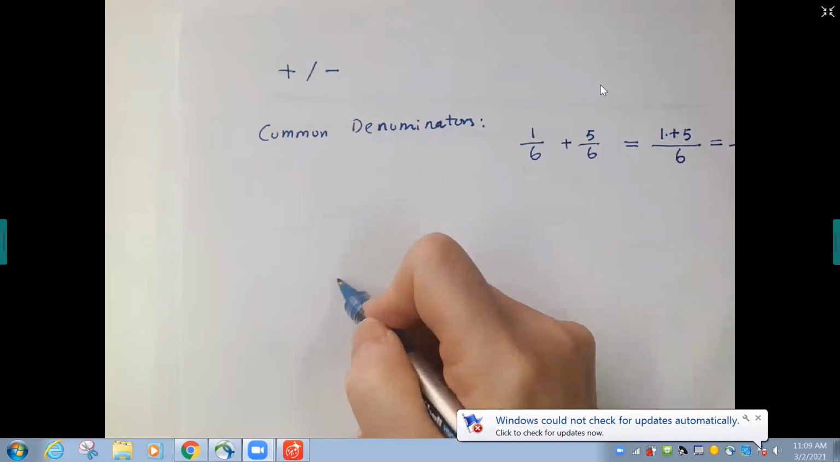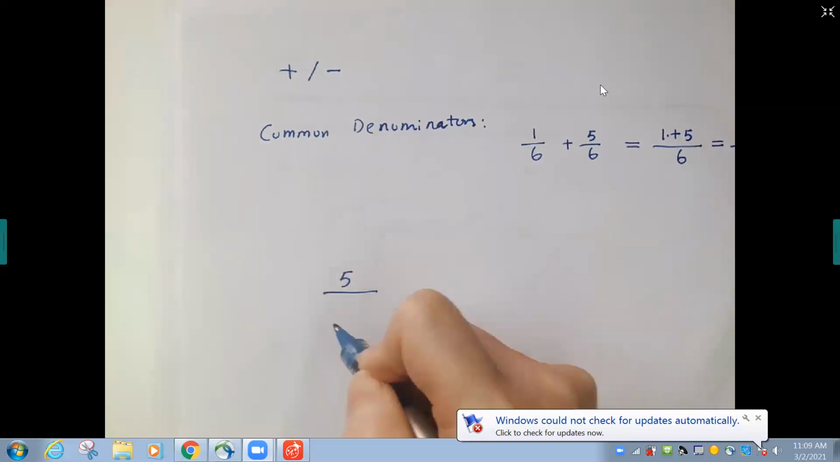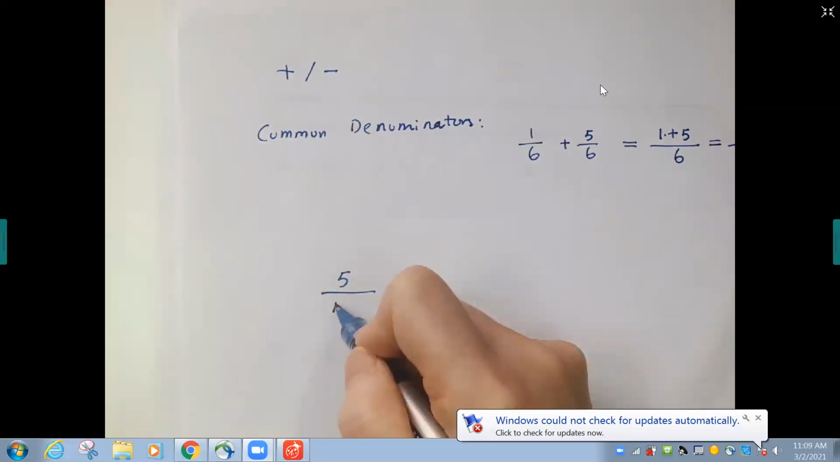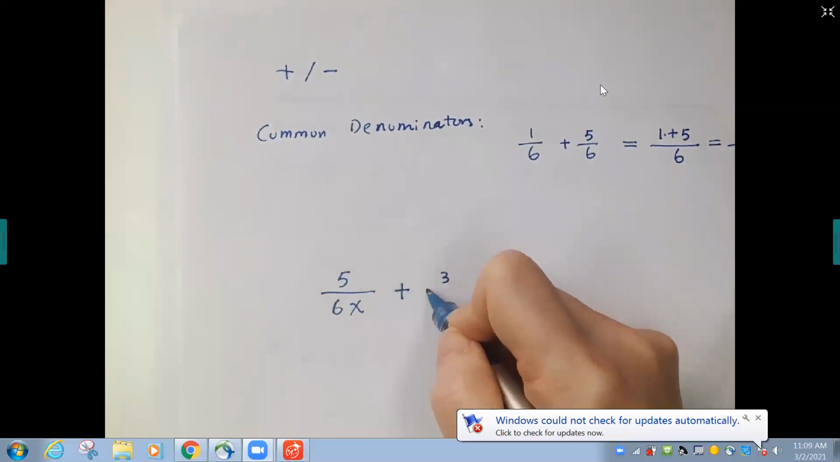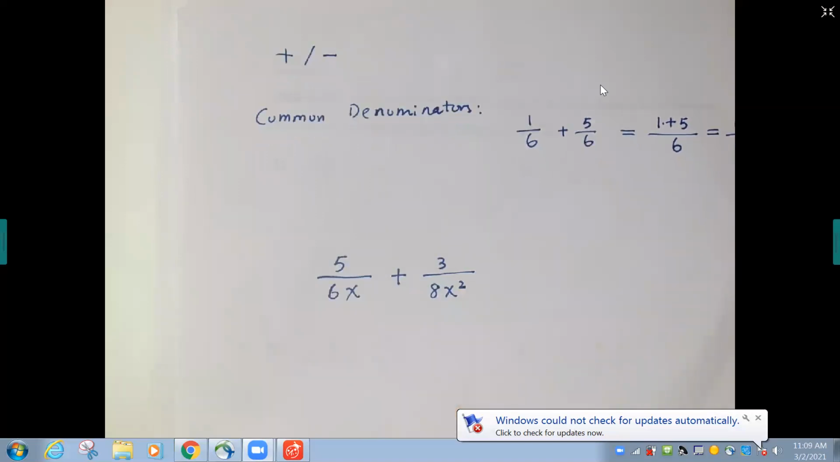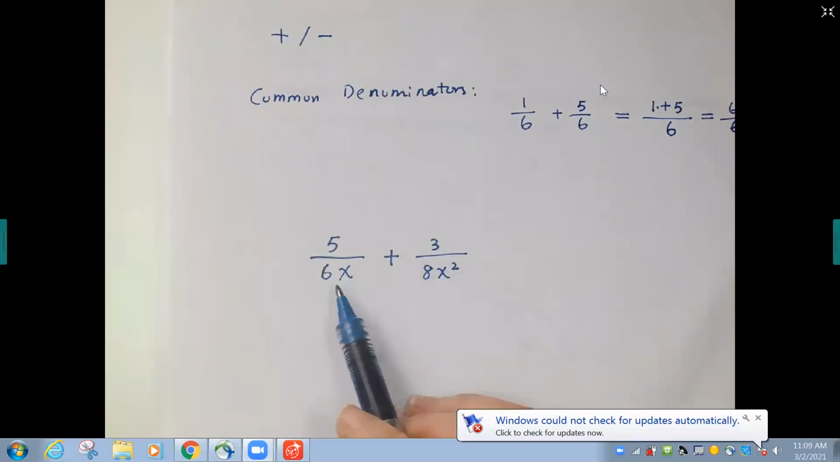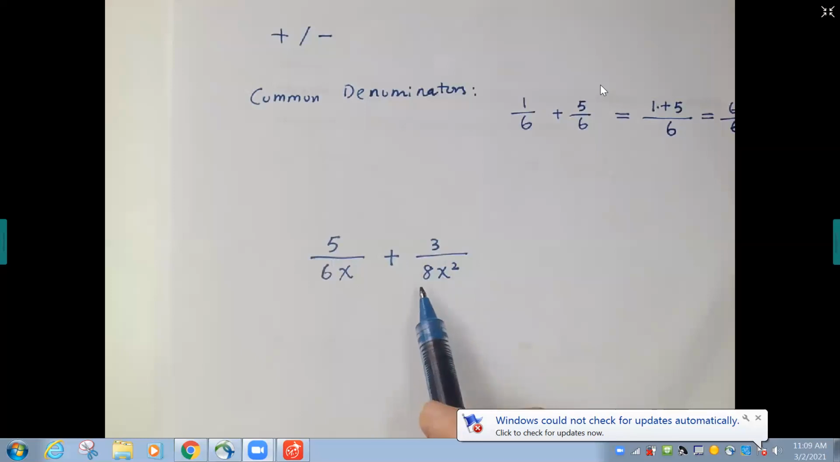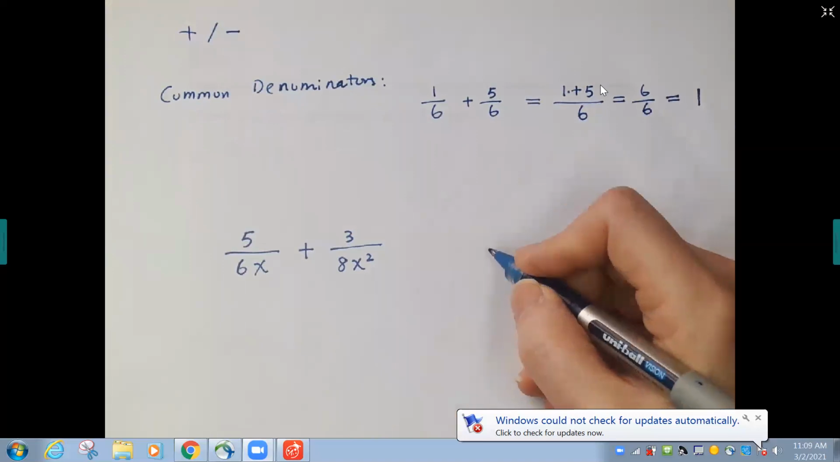I'm going to do this. 5 over 6x plus 3 over 8x squared. What I'm doing now is adding those two rational expressions. When I'm given the problem, step 1, I will check: do I have the same denominators? Apparently, those two denominators are not the same.